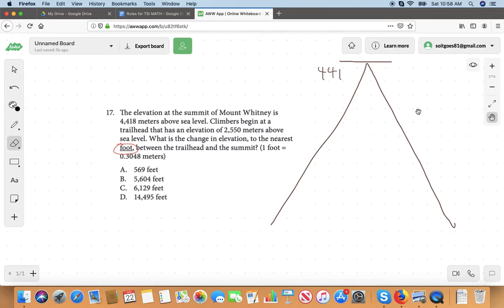4,418 meters. Then it tells us the climbers begin at a trailhead that has an elevation of 2,550 meters above sea level. So that's still up. It's maybe just a little bit more than halfway. Here's the trailhead, and that's 2,550 meters at that point. And that trailhead leads up to the summit, so a little trail going up to the top.